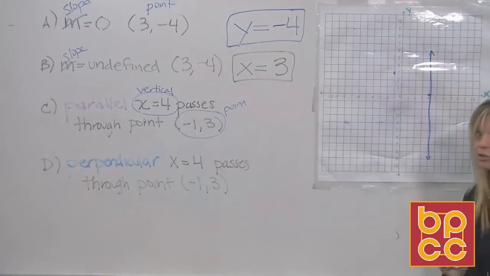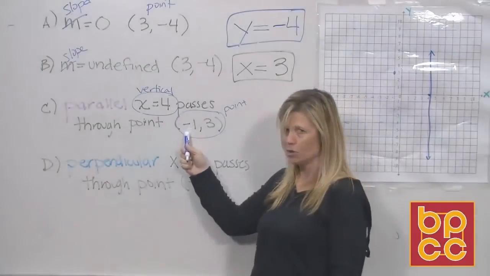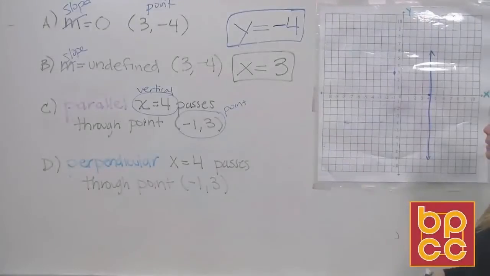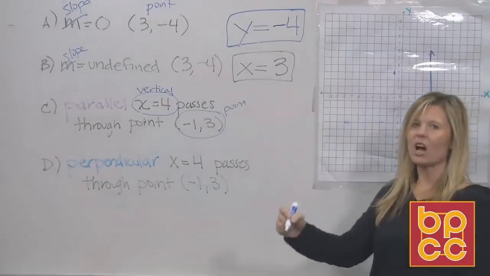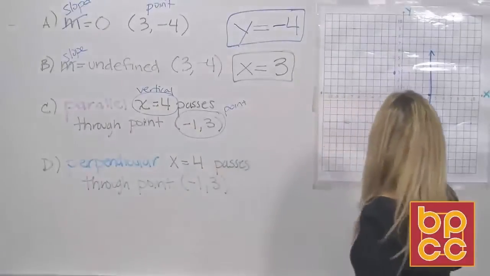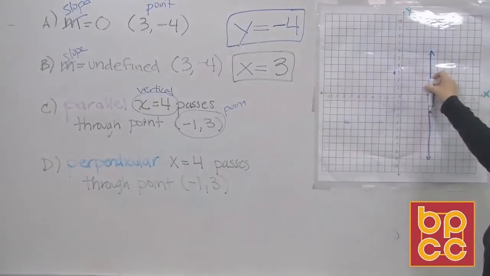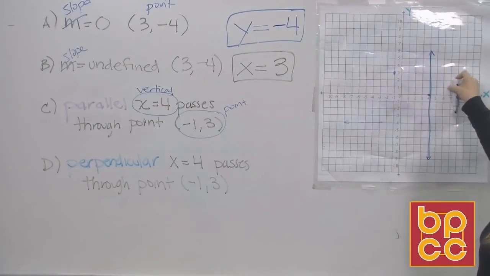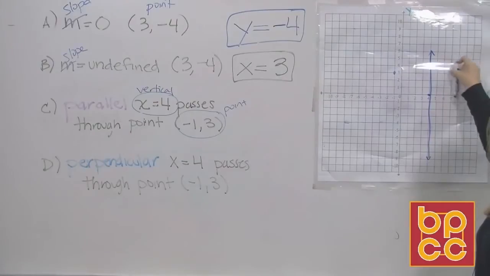Now, I haven't answered the question yet. All I've done is take my 2 clues and put them on paper so I can see it. So let me read this again. Write an equation of a line that is parallel to x equals 4. Well, here's x equals 4. Something parallel to it would be over here to the left, over here to the right. But it would also be a vertical line. Do you agree with that?